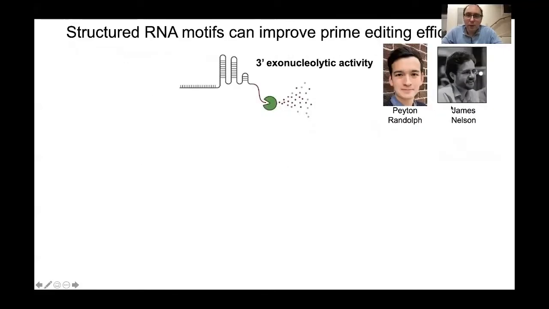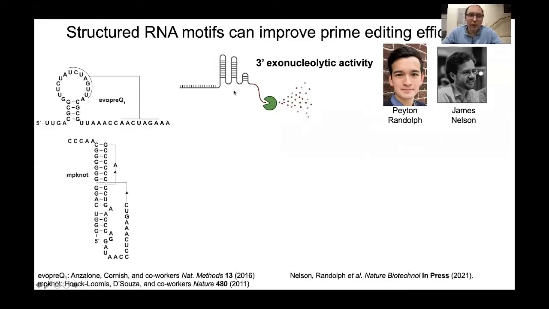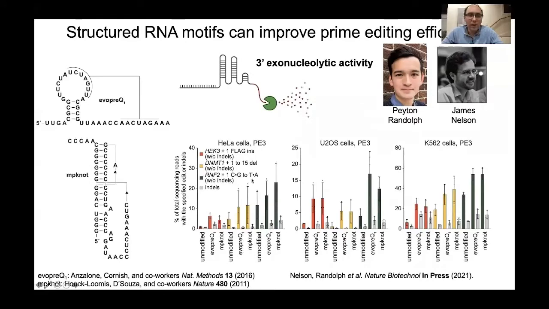My lab mates, James and Peyton, recently identified that 3' nuclease activity degrading our prime editor guides, or pegRNAs, is a limitation for prime editing efficiency. They screened through several possible stabilizing motifs to protect the 3' ends from degradation, including these here called Evo pre-Q1 and MP not. They observed that both of these motifs work well to protect against degradation and increase the lifetime of pegRNAs and also increase prime editing efficiency at each of 3 different sites we've tested here in 3 different cell lines.